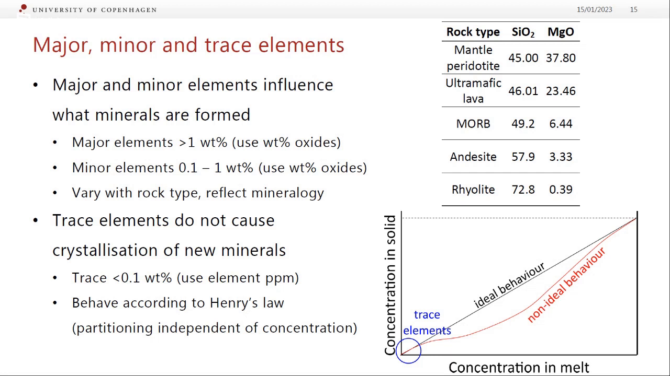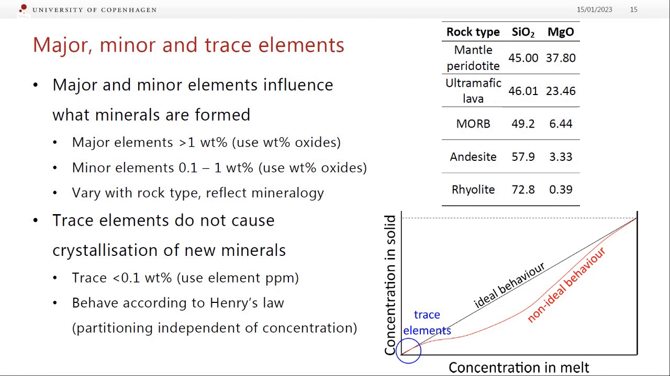Trace elements, by contrast, do not cause crystallization of new minerals. They're kind of just along for the ride. They will sit wherever they can, either in a mineral or in a melt. They're defined as having less than 0.1 weight percent of the element, but we usually report them as parts per million.